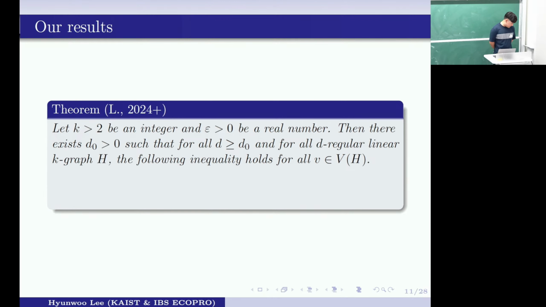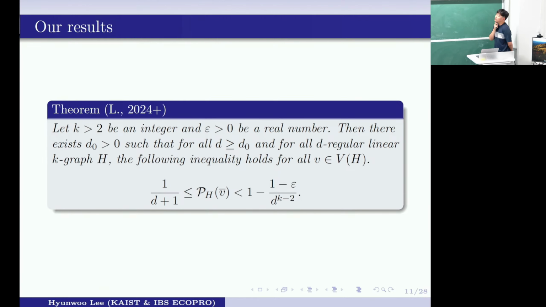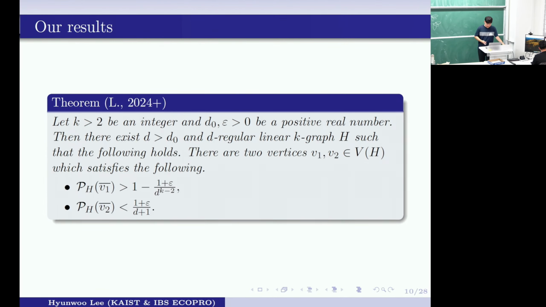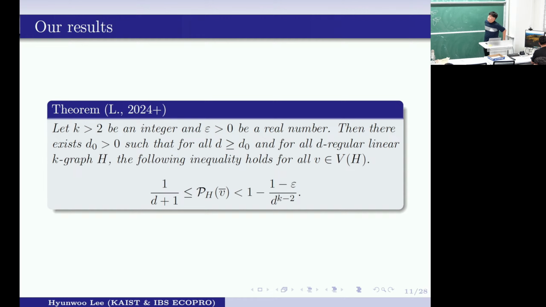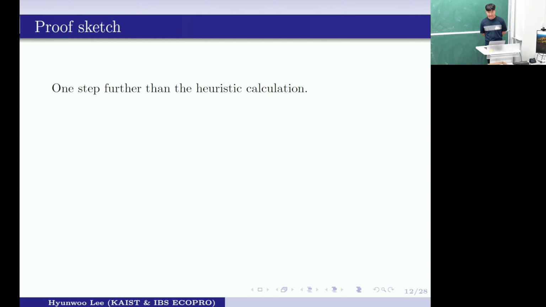And we also prove this theorem. Let H be a k-uniform linear hypergraph, k at least 3, which is also d-regular. Then the value P(H,v) lies between these two values, which are exactly the same as these two values. So in some sense, these two probability values are best possible. Okay, now I will briefly explain how to prove these two theorems.